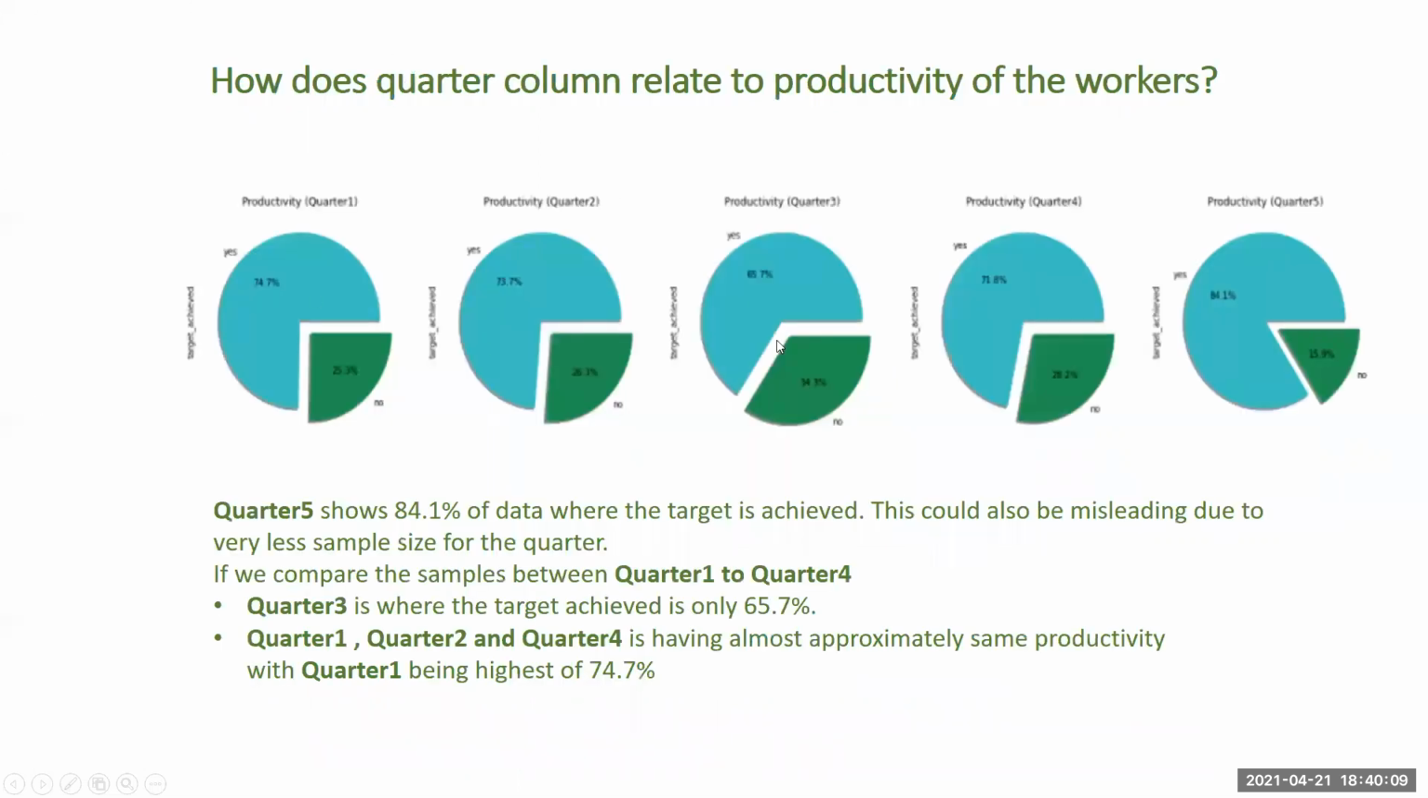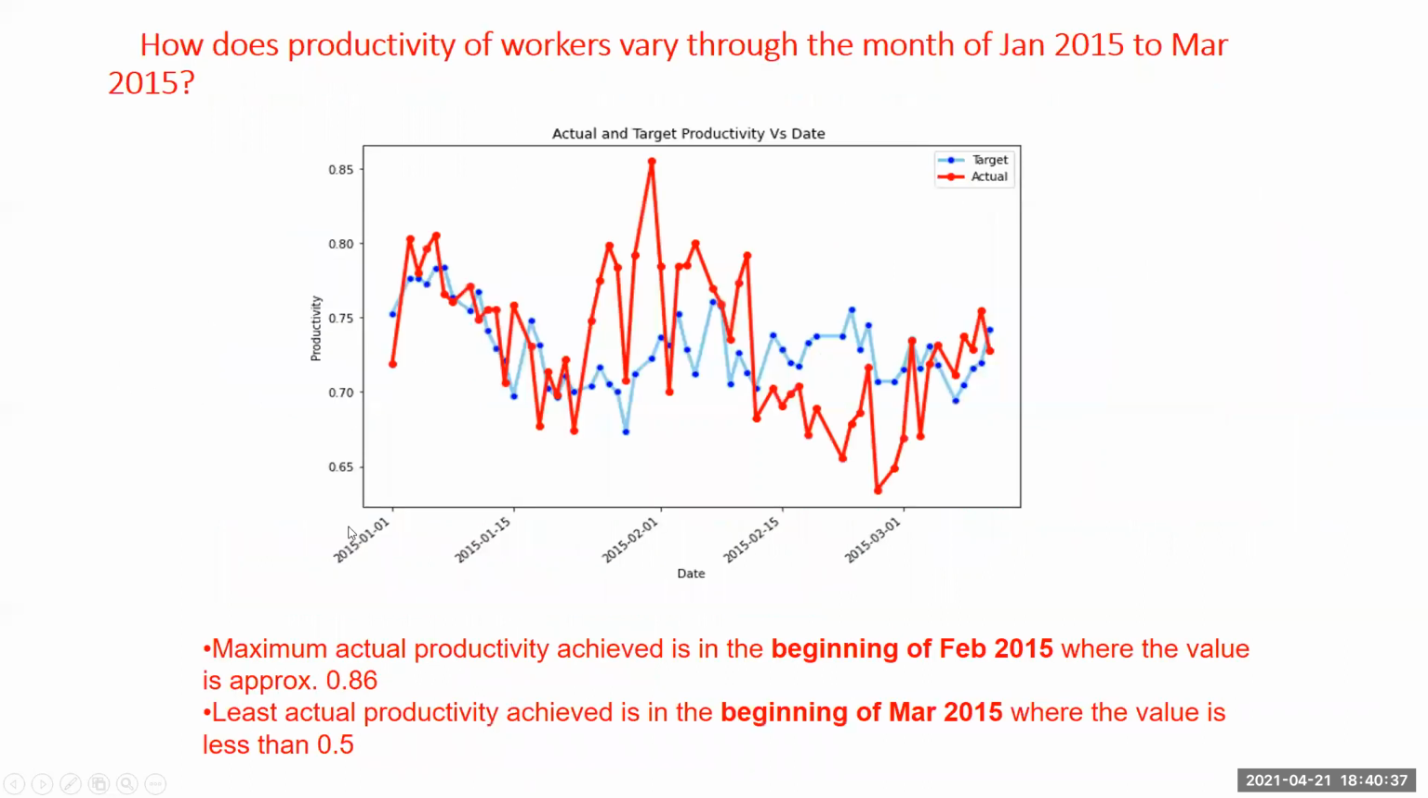So how does the quarter column relate to the productivity of the workers? When we look at quarter 5, we are seeing that 84.1% of the data says that the target has been achieved, but this could be a little misleading, as we saw in the previous slide that the quarter 5 has very minimal data. When we check quarter 1 to quarter 4, we are seeing that for quarter 1, 74.7% of the data says that the target has been achieved.